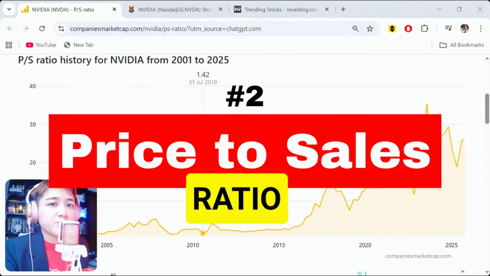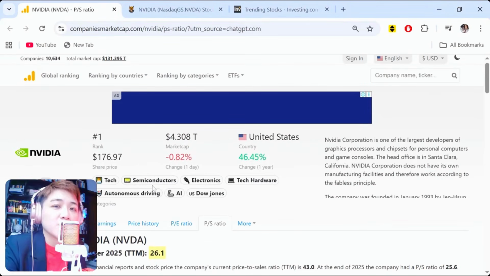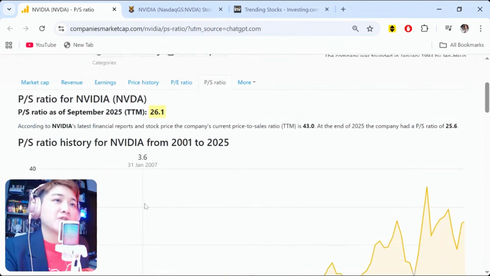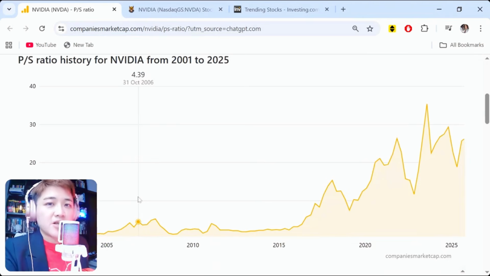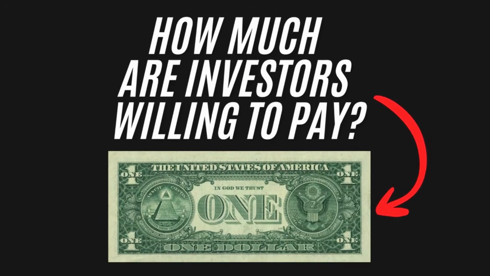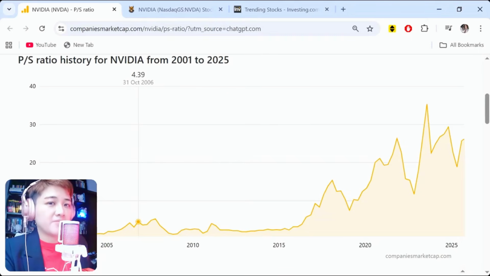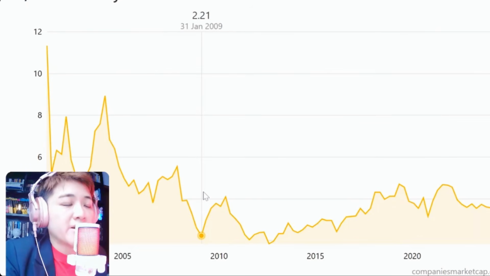Now the next similarity is price to sales ratio. As you already know, Nvidia is one of the top stocks and is also one of the Magnificent 7 AI stocks. And tons of greedy investors are snatching up Nvidia, even though the price to sales ratio shows it is overvalued. PE ratio, it is overvalued. Now, to put it in simple terms, what is price to sales ratio? Basically, it tells you how much investors are willing to pay for each dollar of sales generated by the company. As of the making of this video, it is at 26.1.